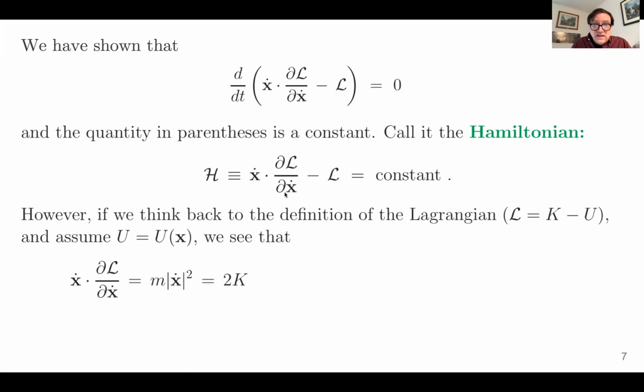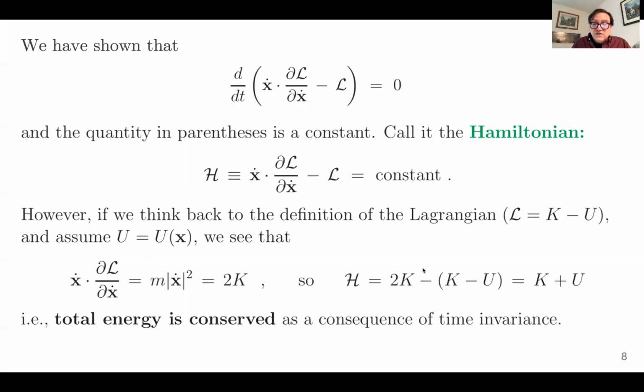Now, if we plug that in for the first part of the Hamiltonian, then it's that thing minus the Lagrangian. So it's 2 times the kinetic energy minus the kinetic energy plus the potential, and it boils down to the kinetic plus the potential. That's the total energy of the system, for a system driven by conservative forces anyway. It's just kinetic and potential. And we've shown that's a constant. So we have now shown that total energy is a conserved quantity.